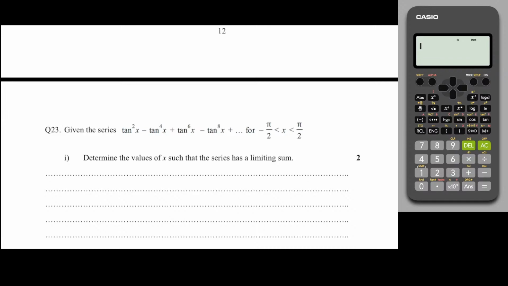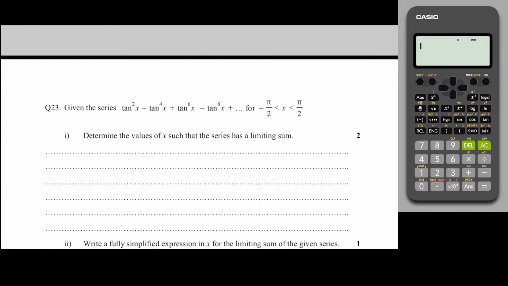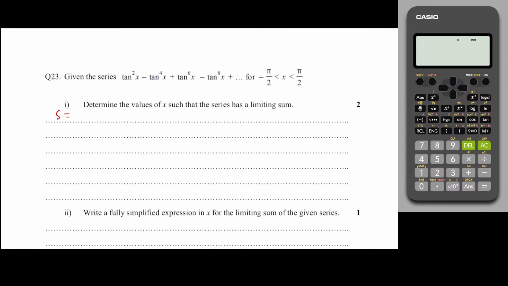So again, as I said, you've got your formula sheet. We'll pull that up for this one, because it's going to be very useful, because our limiting sum for any sequence or series is on there. And the formula for our limiting sum is S is equal to A over 1 minus R, where the absolute value of R is less than 1.